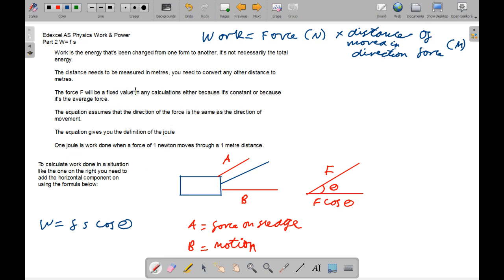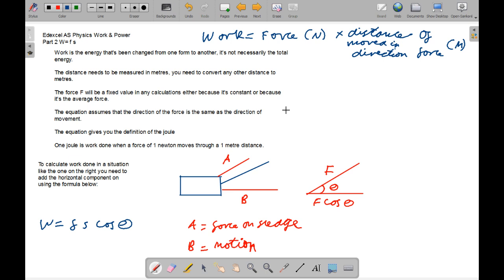and the force F is a fixed value in any calculations, either because it's constant or because it's the average force. If you are asked to take the mean force, you add the forces together and divide by 2. So 33 plus 33 all over 2 would be 33. You take the mean by dividing by the number of forces acting on it. Usually it's no more than 2.